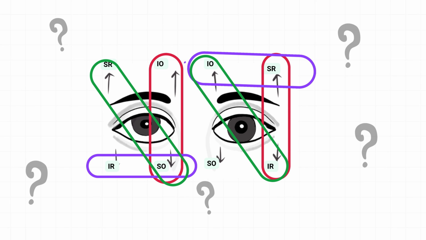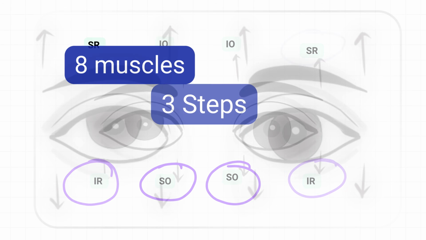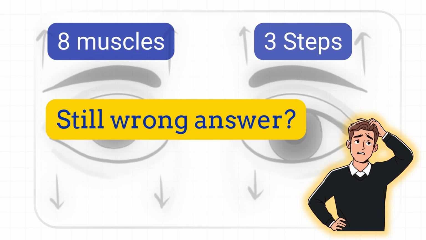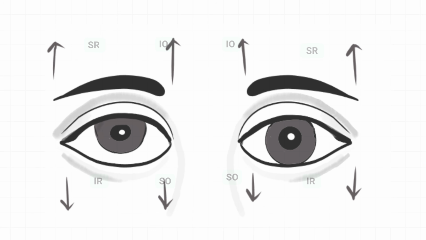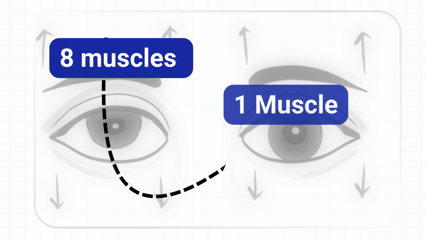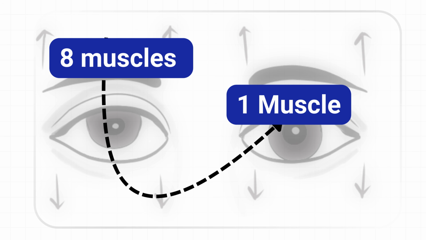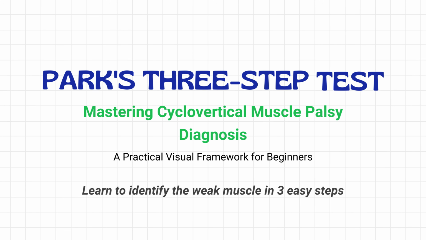This diagram looks complicated, right? 8 muscles, 3 steps, and somehow one wrong answer. What if I told you you never need to memorize any of this? In the next few minutes, I'll show you how to go from 8 muscles to one culprit visually every single time. This is Park's 3-step test explained the way it should have been taught.